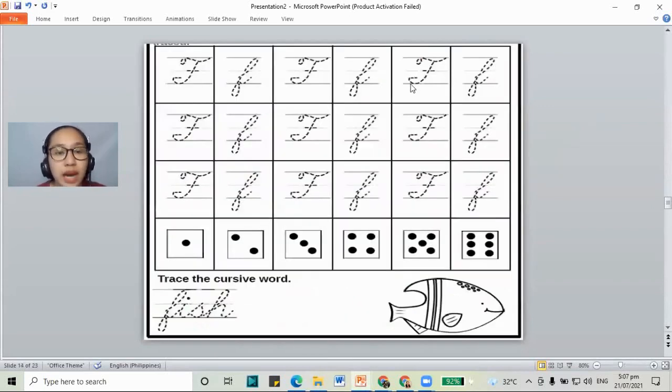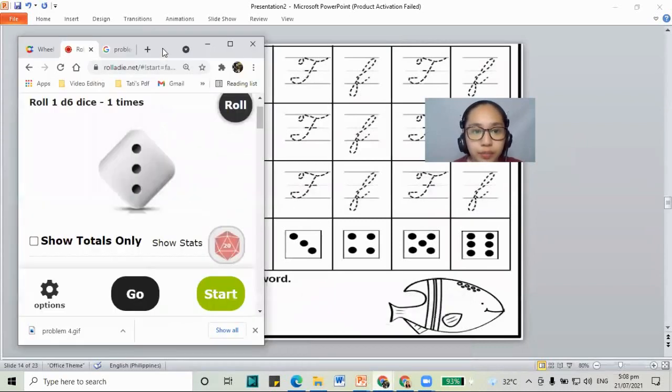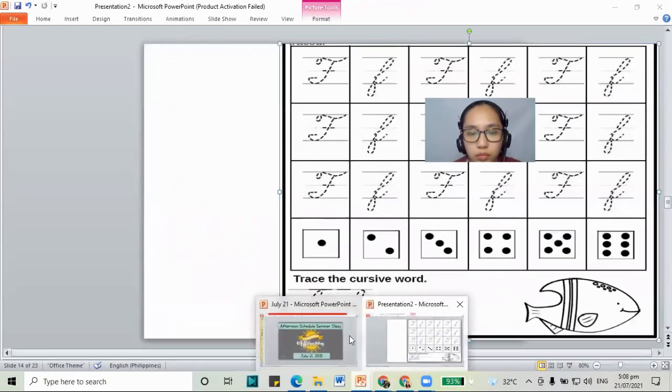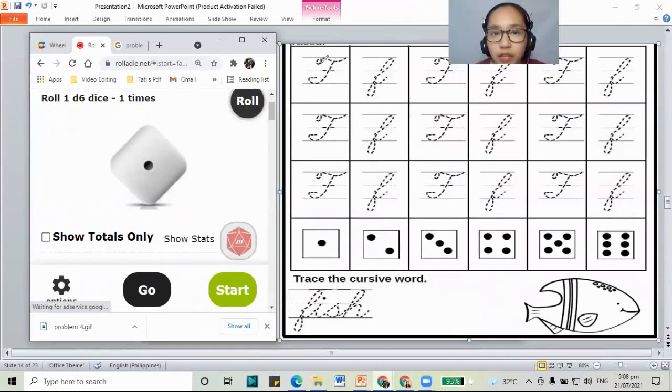For the next one, we have letter F. And how about I roll the die for tracing letter F? We have number 1. How do you make letter F? Make a loop first at the top, line down, and the tail should go in, and also make a line in the middle. Make your letter F.